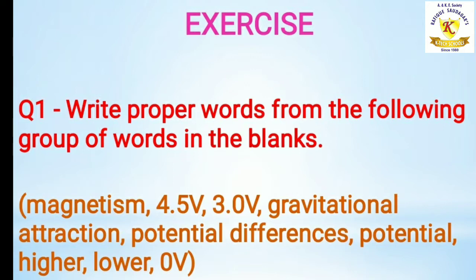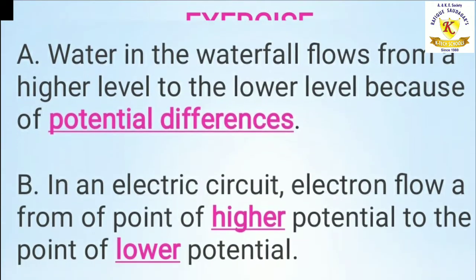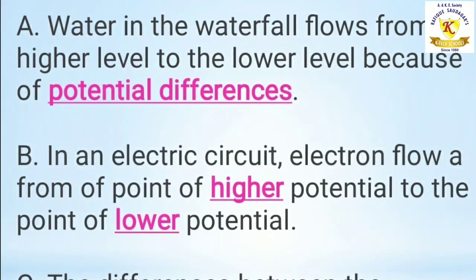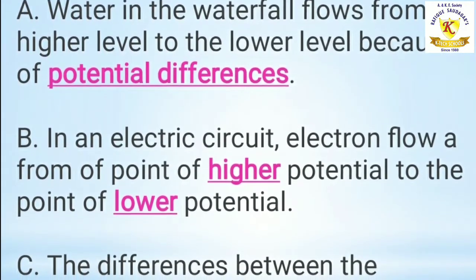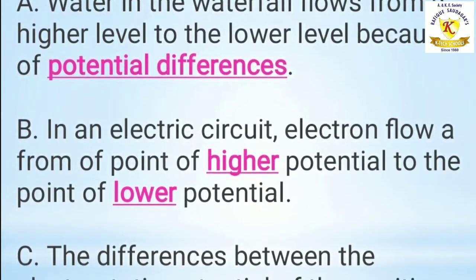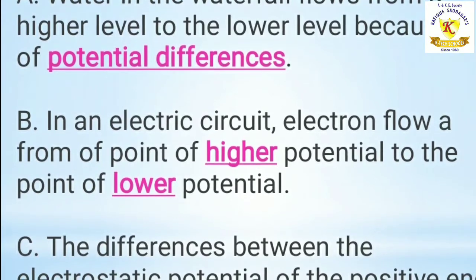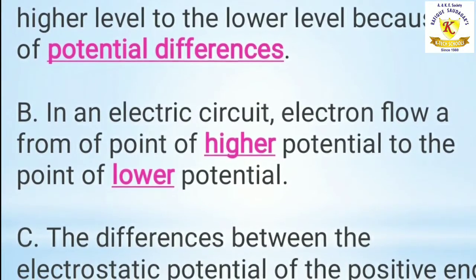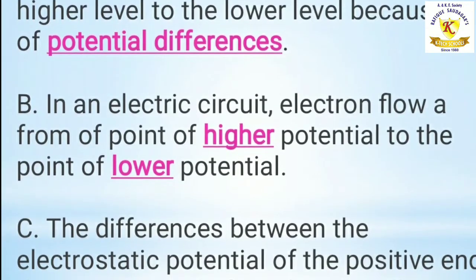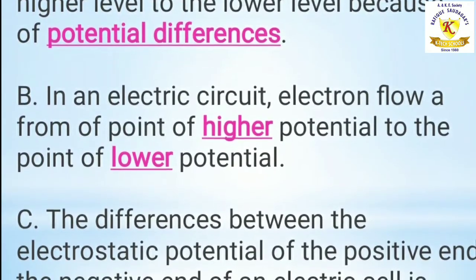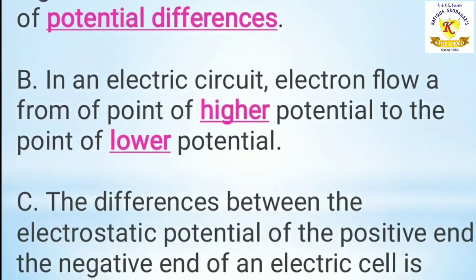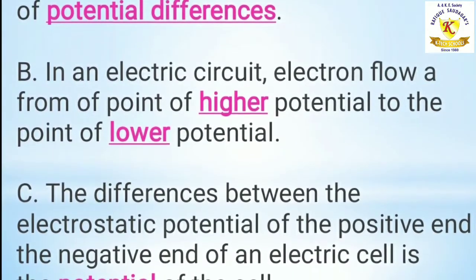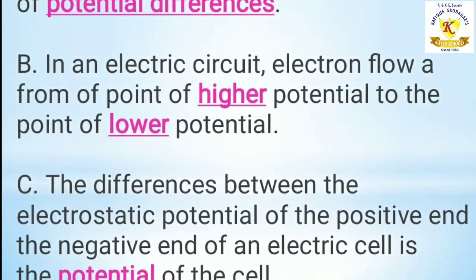Magnetism, 4.5 volt, 3.0 volts, gravitational attraction, potential difference, potential. See here. A. Water in the waterfall flows from a higher level to the lower level because of gravitational attraction. B. In an electric circuit, electrons flow from a point of higher potential to the point of lower potential. C. The difference between the electrostatic potential of the positive end and the negative end of an electric cell is the potential difference of the cell.